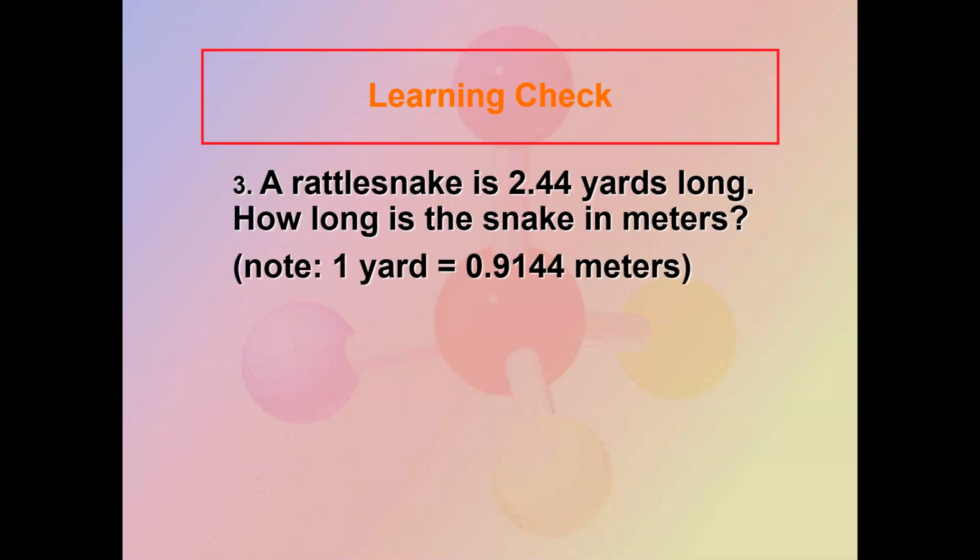Now, that's an example of something I wouldn't expect you to know off the top of your head, and I would give you a conversion factor that you needed. So let's set it up. If I have 2.44 yards, I know I need yards in the bottom so that my units cancel. I put meters in the top. I enter it into my calculator, and I get 2.23 meters.